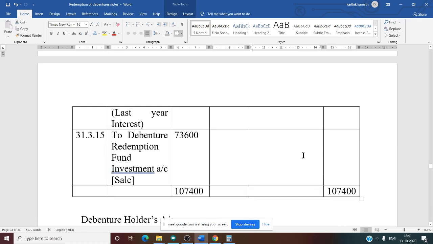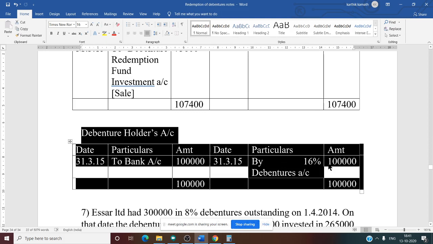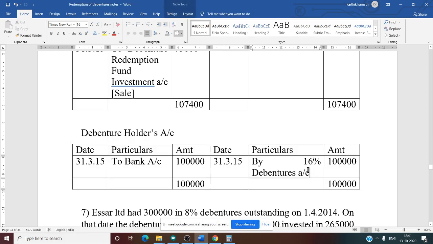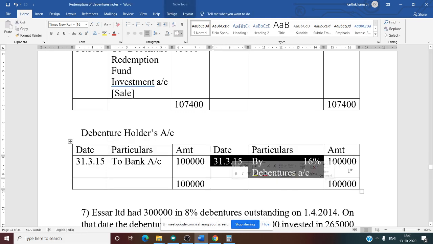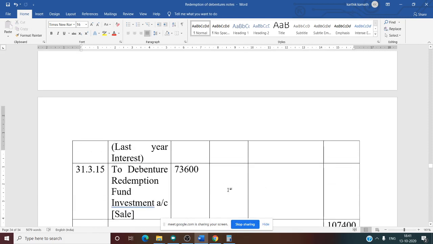After this, the last account we need to do is the debenture holder account. The debenture holder account, we know, has a credit balance and we need to start from the credit side. On the credit side we need to write the due amount. What is the due amount? By 16% debenture, 1 lakh. So this is the amount the company is going to pay to the debenture holder. How did we get by 16% debenture? You can see the first account.